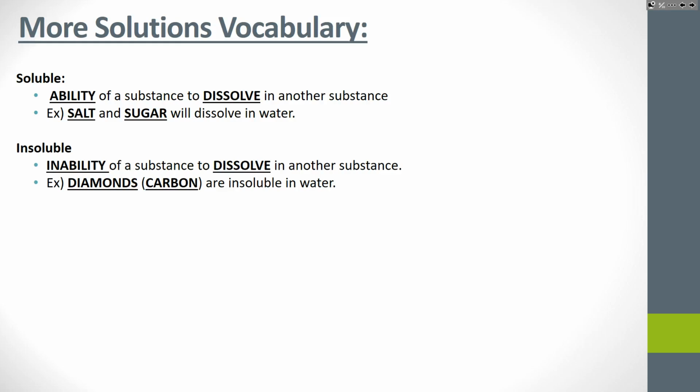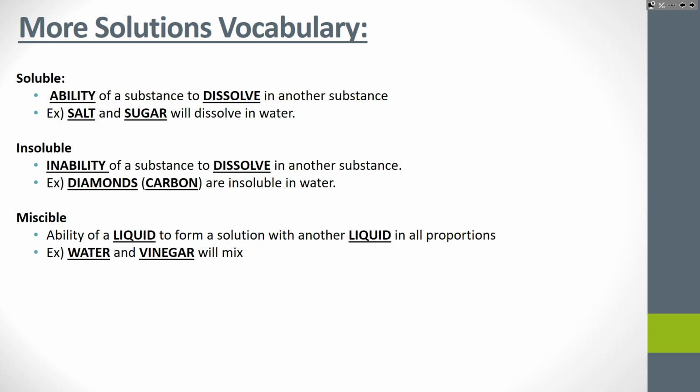It's unable to dissolve. So for example, diamonds are insoluble in water. Lots of things we would call not soluble or insoluble, like a rock. We would say a rock doesn't dissolve in water. But if you have enough water flowing over a rock over time, it does dissolve a little bit. So water will dissolve things to varying degrees. Some things are very soluble, some things are not very soluble.